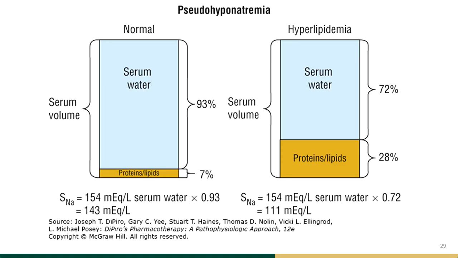So this is a graphical representation of that. So you have normal serum here, and then this is in a hyperlipidemia state. So that's what I was saying with the triglycerides. The sodium actually partitions into the other phase. This is what we measure. We can't really measure the sodium in the lipid or the protein phase of the plasma.